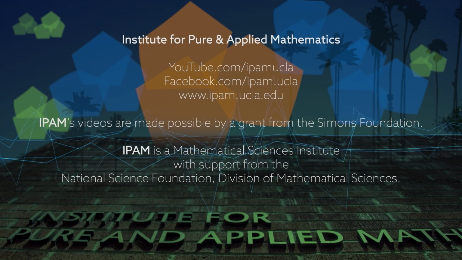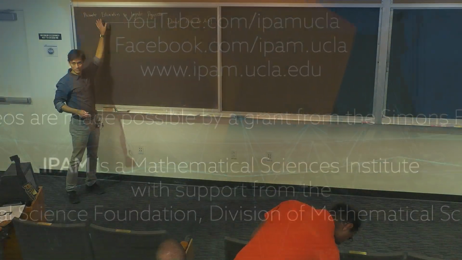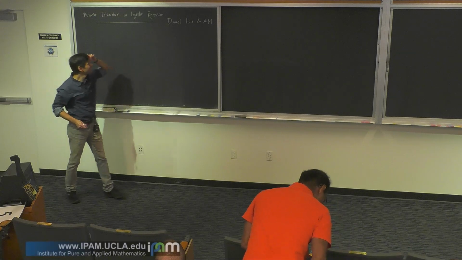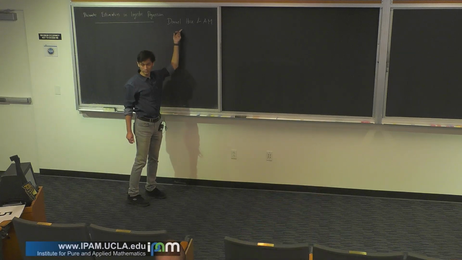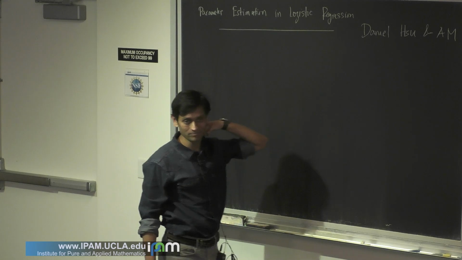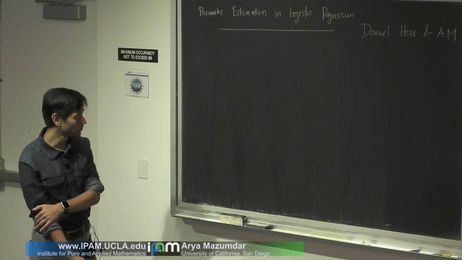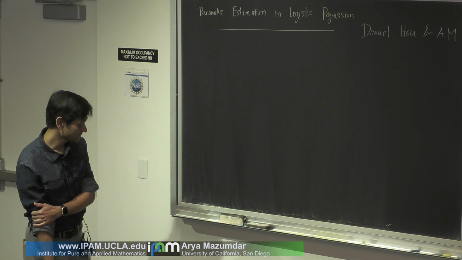Okay, so this is parameter estimation in logistic regression. I promised to write bigger from now on. It's joint work with Daniel Hsu from Columbia and myself. It was really a pleasure. I got to learn a lot from this collaboration.